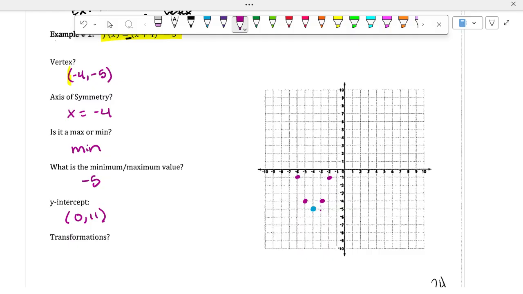If I go 3 out, how many am I going up? 9. So that's 1, 2, 3, 4, 5, 6, 7, 8, 9. And then I got the same distance on the other side. And that should be enough to give us an idea of what this looks like. All right. So my graph will look something like this.